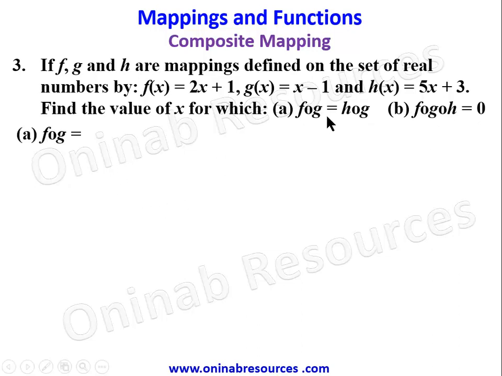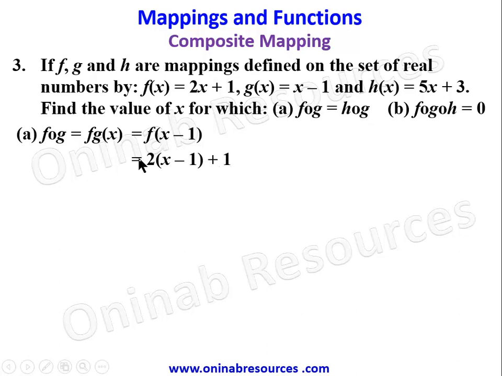We have to find fg first, so that is composition of f and g. So we now have g first, so that is going to give us fg of x, and our g of x is x minus 1. So we have f of x minus 1. So having gotten this, we go to f of x. Wherever we see x, we put x minus 1. So since we have 2x here, it is going to be 2 into x minus 1, then plus 1.